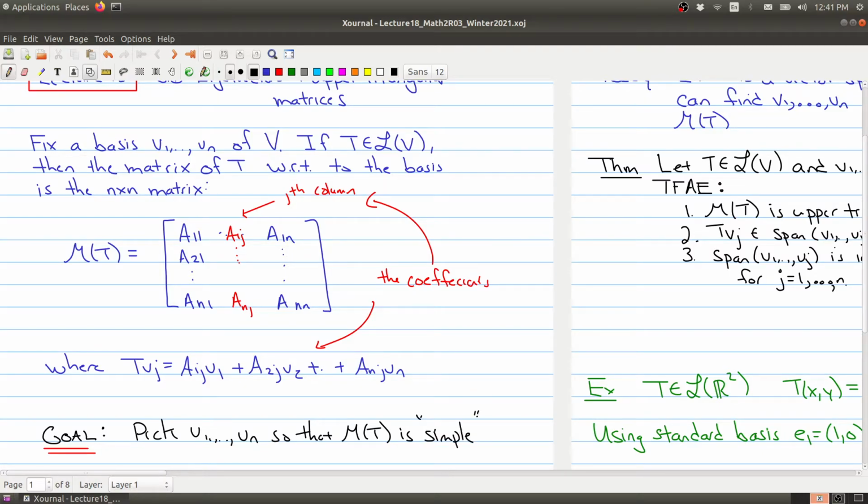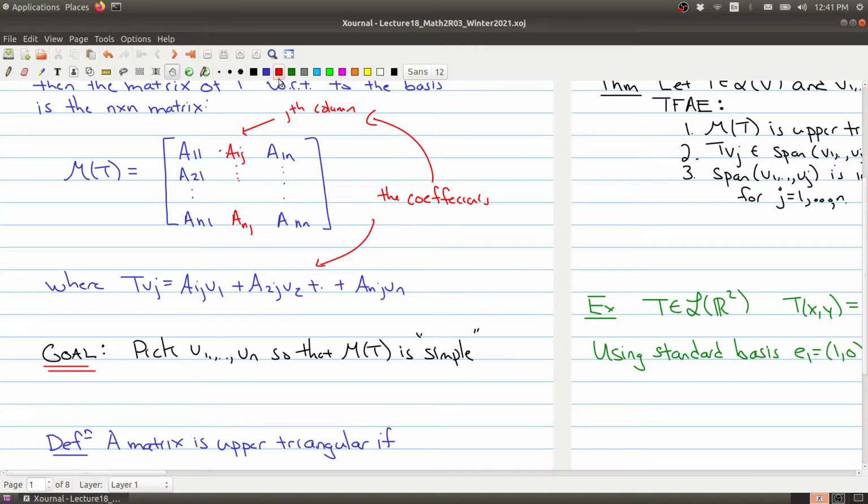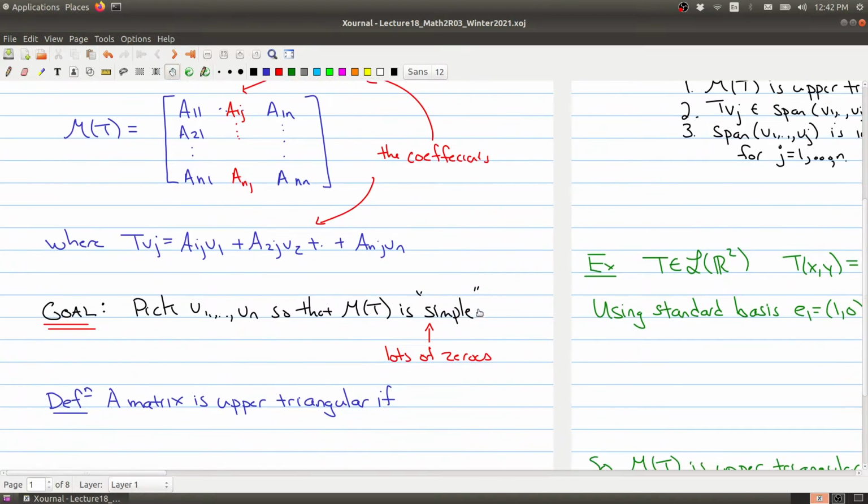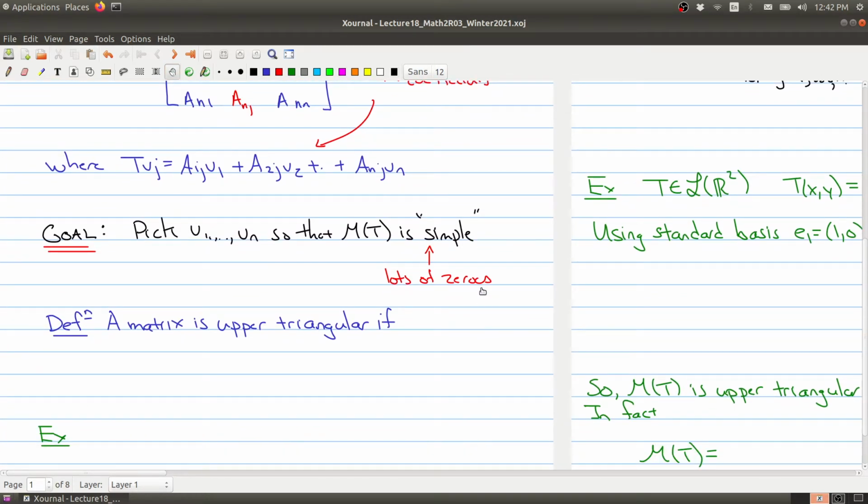Now, simple isn't a very good mathematical term, it's a little vague. By simple here, what we mean is lots of zeros. How many zeros can we get into our matrix? If we can pick our basis where this matrix has lots of zeros, then it's a good basis, because hopefully we can read a lot of information from the matrix. The matrix that we're going to be aiming for, at least in today's lecture, is an example of an upper triangular matrix.